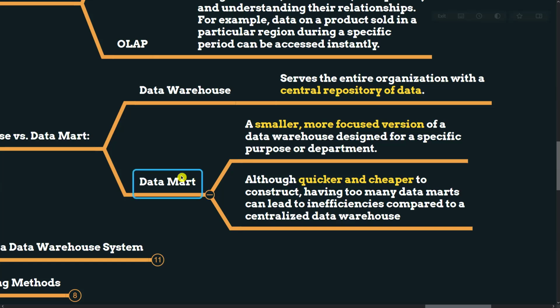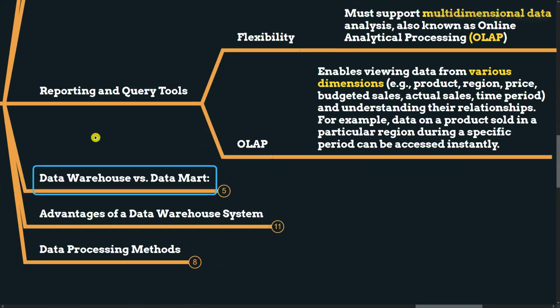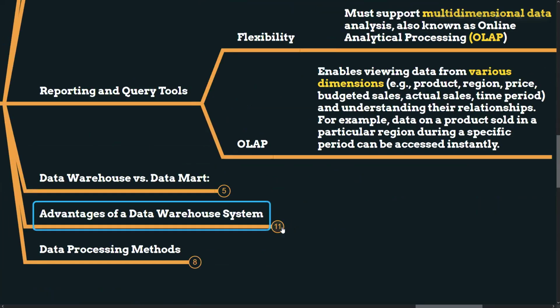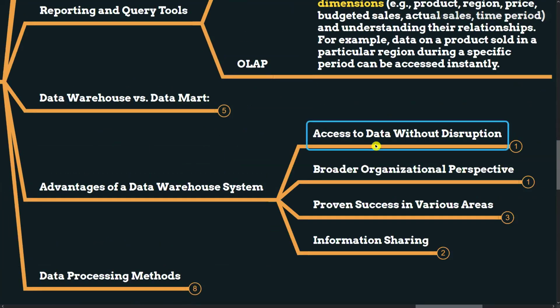So a data mart is for a particular department, but a data warehouse is for the entire organization. I hope you got the point. And now, the advantages of data warehouse systems. Why do we have to have a data warehouse system?